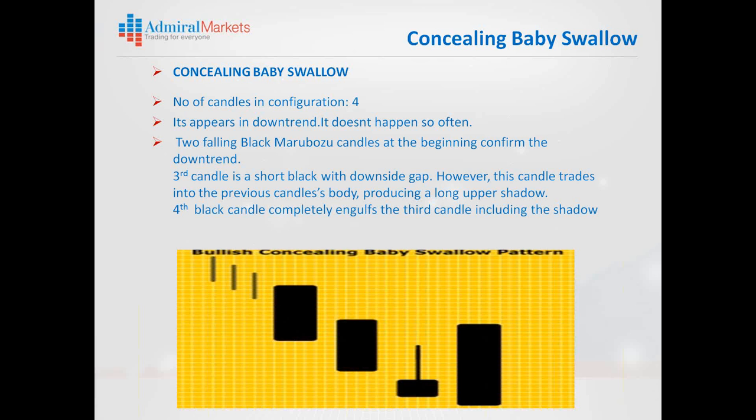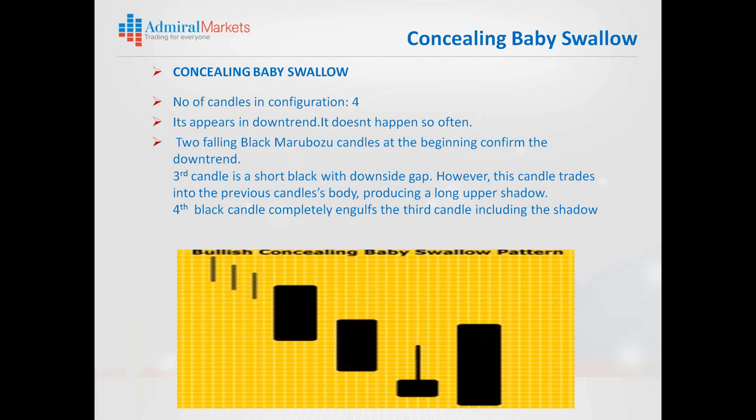They usually have strong bodies. It can look like three white soldiers, but you see this third candle is a short black candle with a downside gap. So the third candle is not Marubozu, and it's not the three black crows pattern, a bearish pattern. It's concealing baby swallow. However, this candle trades into the previous candle's body, producing a long upper shadow. You see, this third candle has a long upper shadow. And the fourth black candle completely engulfs the third candle, including the shadow.